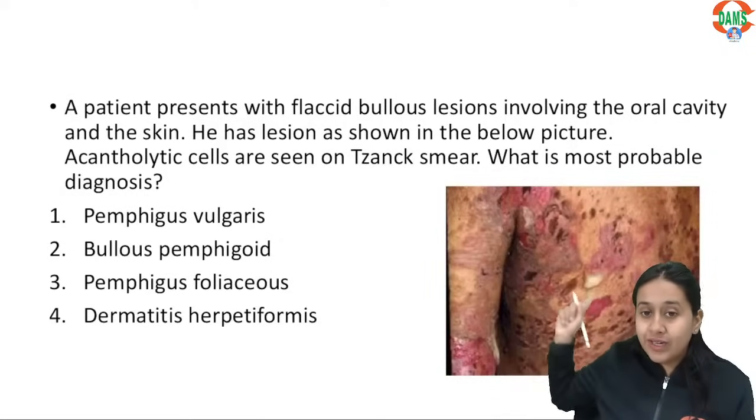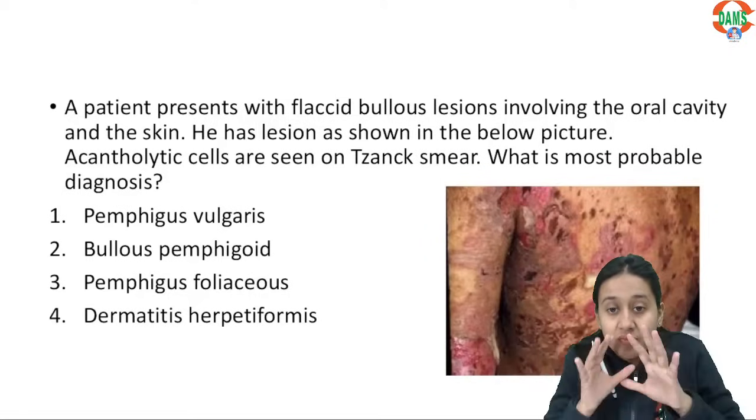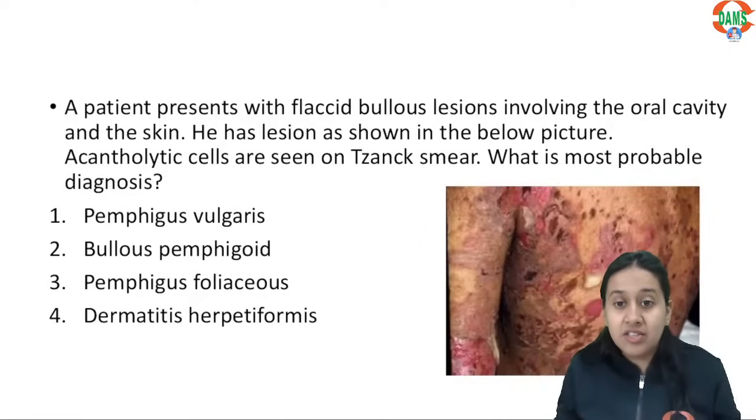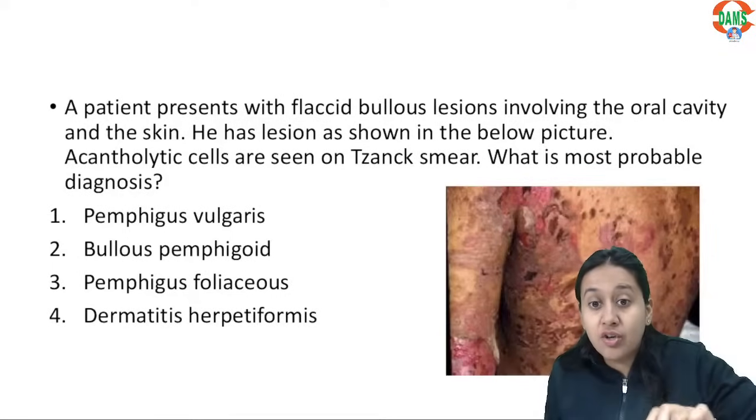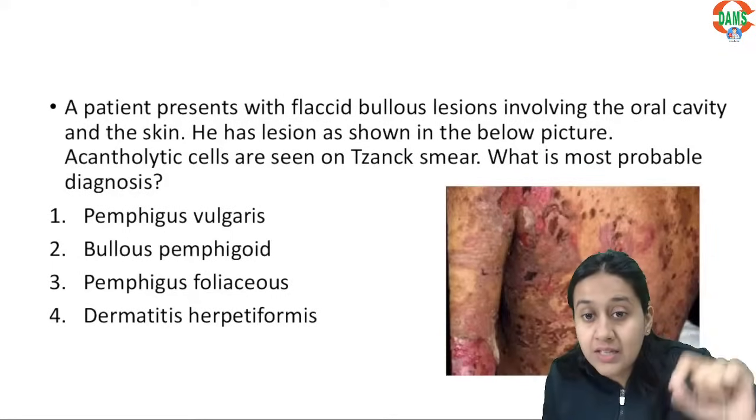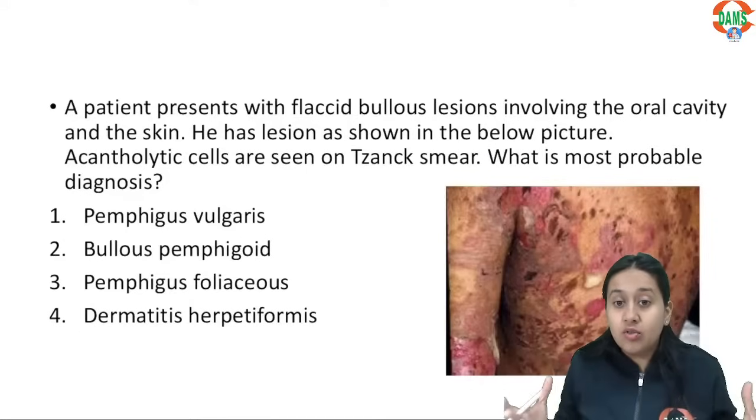Now, first of all, look at this image. In this image, can you see here? This is a bullous lesion, and you can see erosions, you can see crusting. So, one thing which is very clear from this image is that it is a patient of vesiculobullous disorder. Why vesiculobullous disorder?